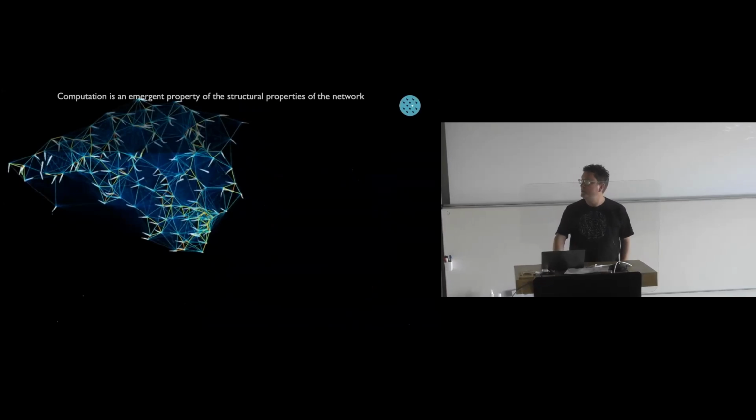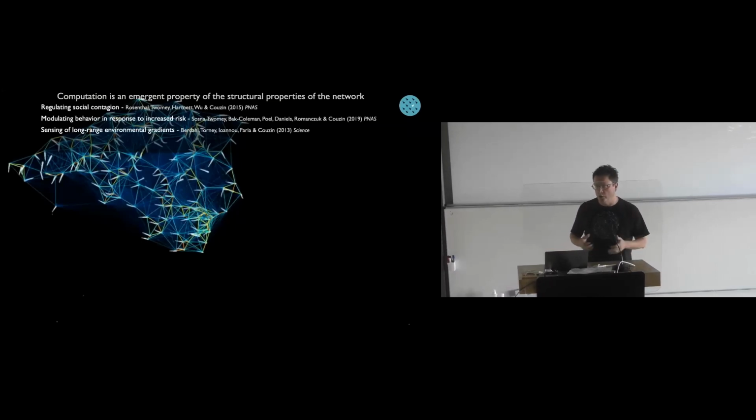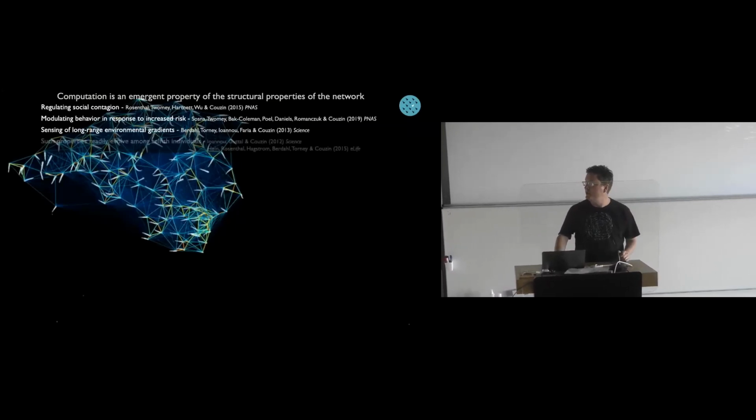And what we've discovered is that computation is an emergent property of the network, the structure of the network, in a very wide range of different important ecological contexts. For example, regulating social contagion, modulating behavior in response to risk. We've also been able to show that it's a complex contagion process, much like in humans. Also sensing long-range environmental gradients. The individuals can't sense the gradients, yet via this network of communication, the group is capable of sensing the gradients. And this has then informed new algorithms for computational search and also in robotics.